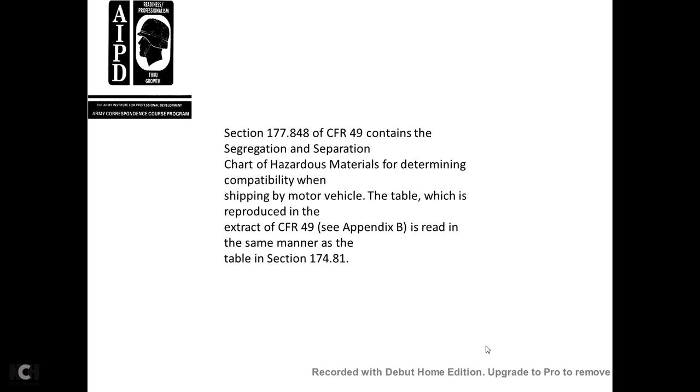Section 177.848 of Title 49 contains the segregation and separation chart of hazardous materials to determine compatibility for shipping in a motor vehicle. The table, which is reproduced as an extract of Title 49 of the Code of Federal Regulations (see Appendix B of the subcourse), is read in the same manner as the table in section 174.81.